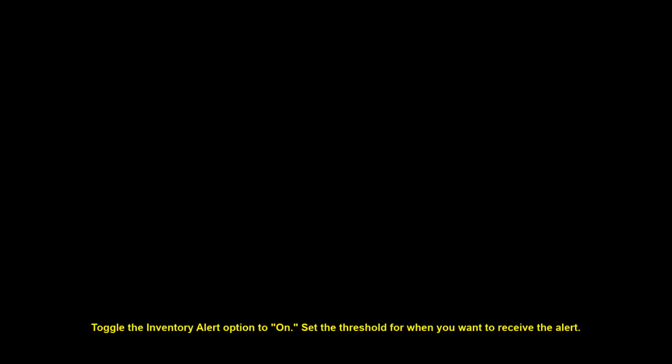Toggle the inventory alert option to on. Set the threshold for when you want to receive the alert. Choose the preferred notification method, such as email or app notifications. Be sure to enter the correct email address for notifications if you select email.